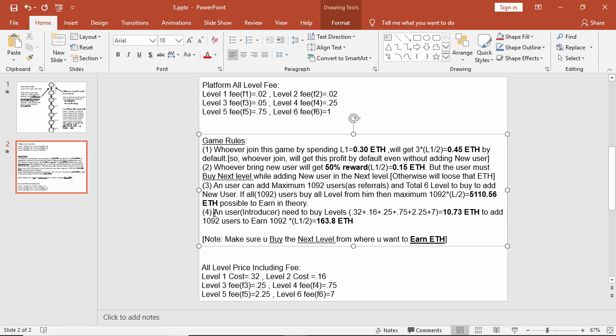Let's go to point 4. Here you can see the introducer needs to buy all levels, maximum 6 levels. So first level price 0.32 because the platform fee is 0.02, I already added. So one user needs to pay 10.73 Ethereum to buy all 6 levels to add the 1092 people in this game.